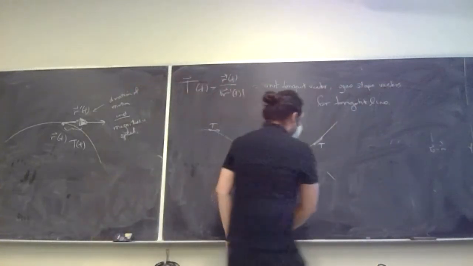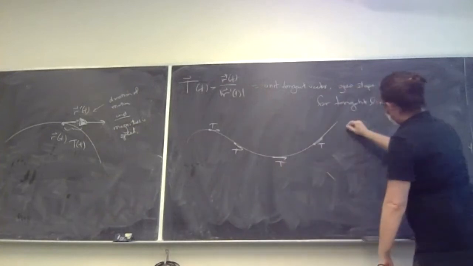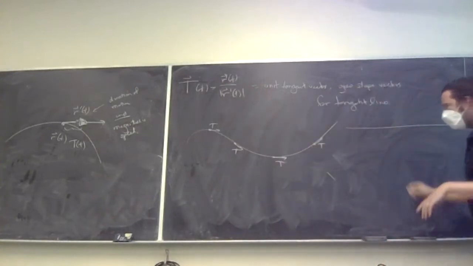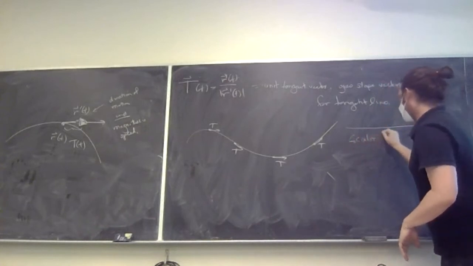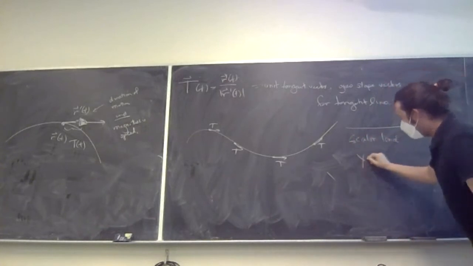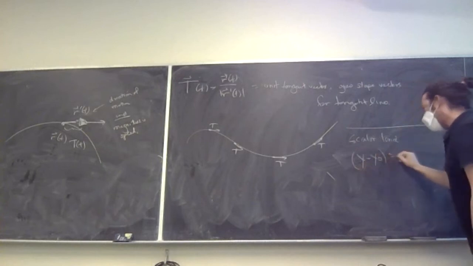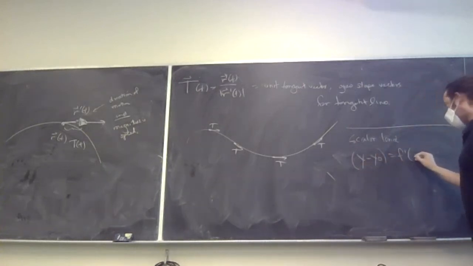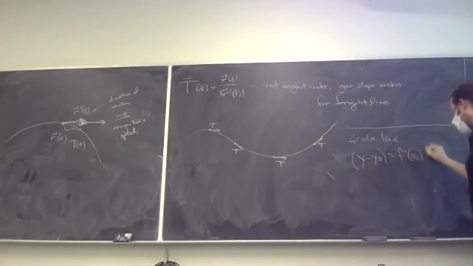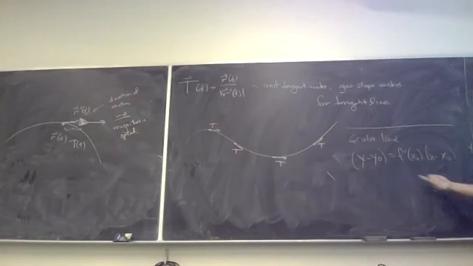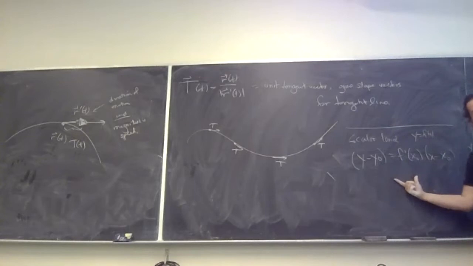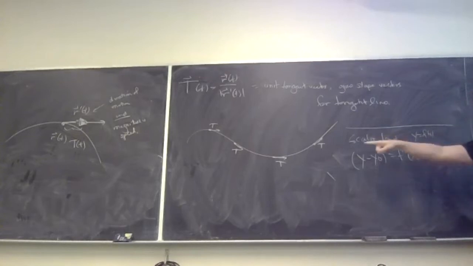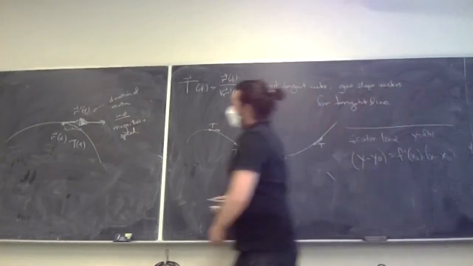Okay. So what that means is, in scalar land, we had y minus y naught is equal to f prime of x naught times x minus x naught. That's the point-slope form of a tangent line. This works for scalar functions where y is equal to f of x. So we get a very similar equation when we're doing these guys. It looks like this.